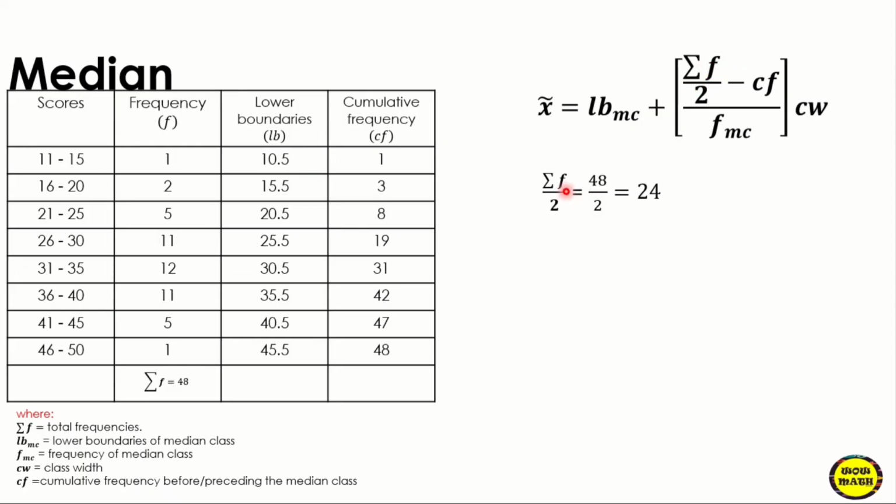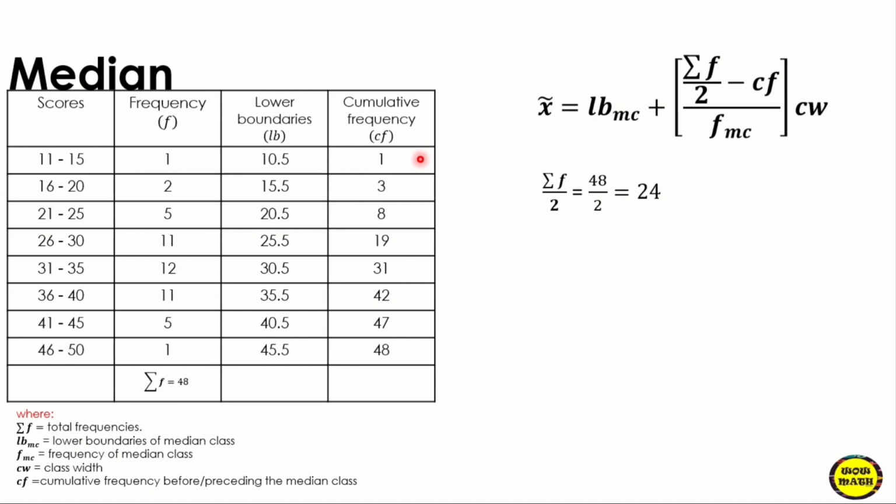So, yung f natin dyan is yung 48. 48 divided by 2 is 24. So, si 24, itong sagot natin dito, siya yung magsasabi kung saan yung median class natin. So, saan magpo-fall yung 24? Saan tayo titingin? Dito sa CF natin.